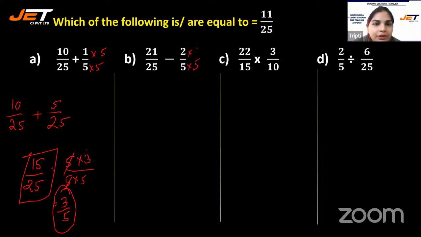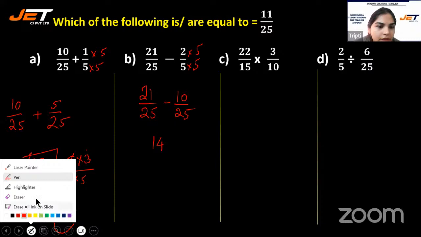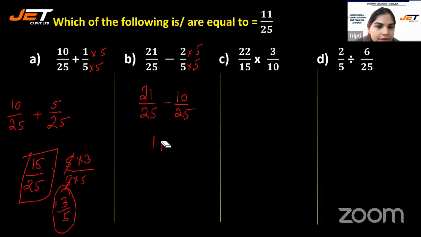Here, again, I'm going to multiply it by 5 because I know it is 25. 21 by 25 minus 10 by 25. Okay, so 21 minus 10, that is equal to 14. Okay, wait, sorry. Here, let's erase it. Yeah, 11 by 25.